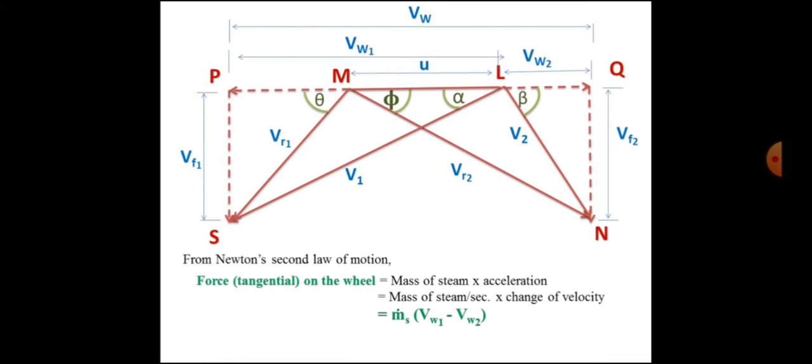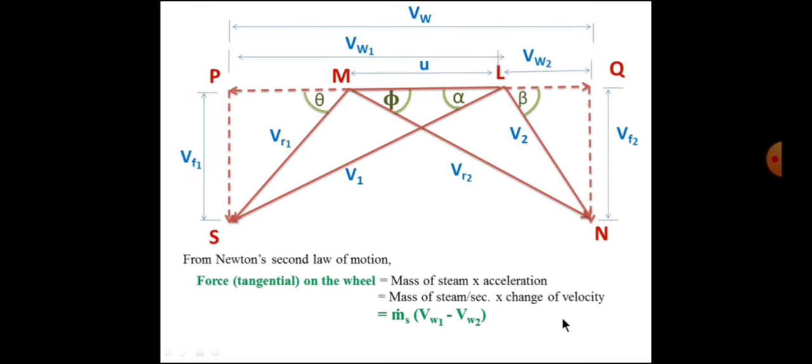Now one thing which needs to be noted here in case of the tangential force formula is that the formula is m dot s into VW1 minus VW2. But the value of VW2 is actually negative, as the steam is discharged in the opposite direction to the blade motion. Therefore, due consideration should be given to the fact that the values of VW1 and VW2 are to be added while doing the solution of the problem.